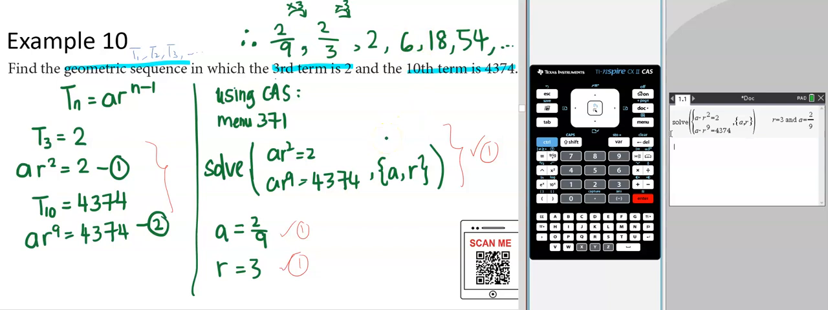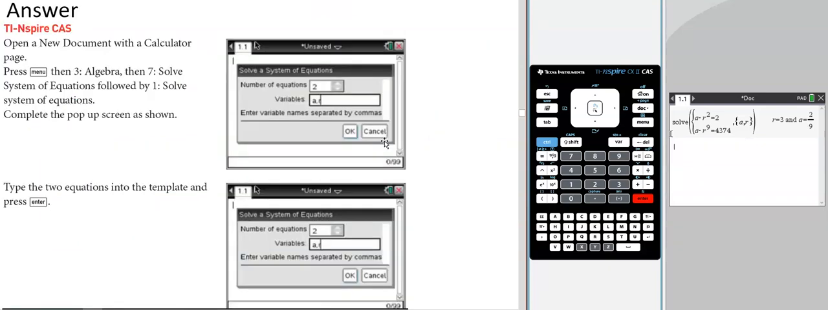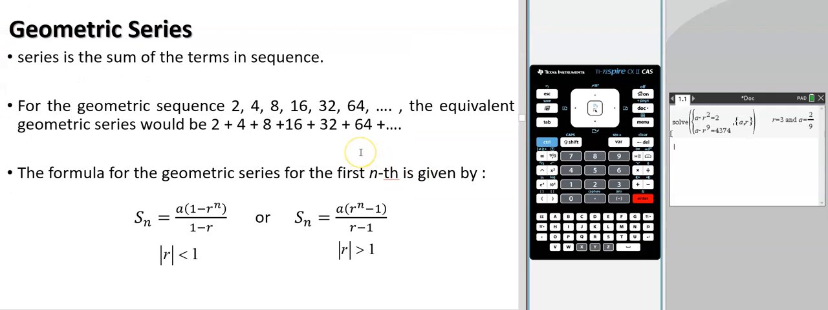So let's move on to the geometric series. I also show you the PowerPoint slide for the calculator, how to do this one as well, but you can use my, you just have to repeat the video, then you know how to do. Okay. So next one, geometric series.